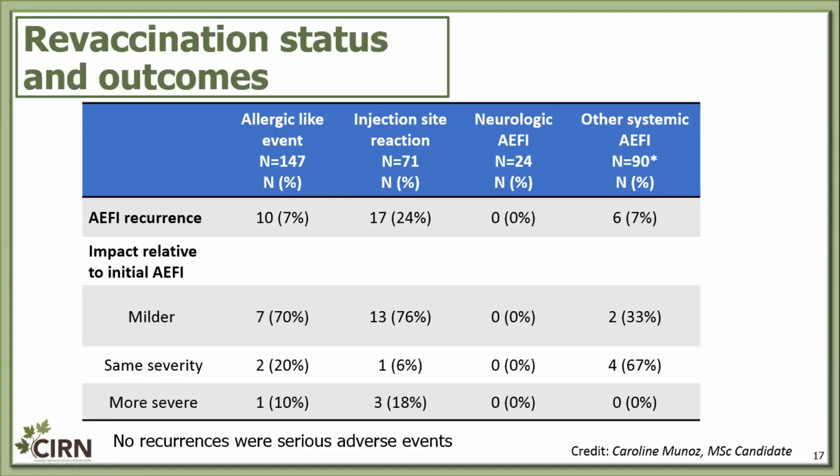So again, most patients can be reassured that the risk of recurrence is low, and most recurrences will certainly not be any worse than the first event, and most will likely be less severe. Reassuringly as well, we have not had any serious adverse events as a result of revaccination over 6.5 years of the SIC.